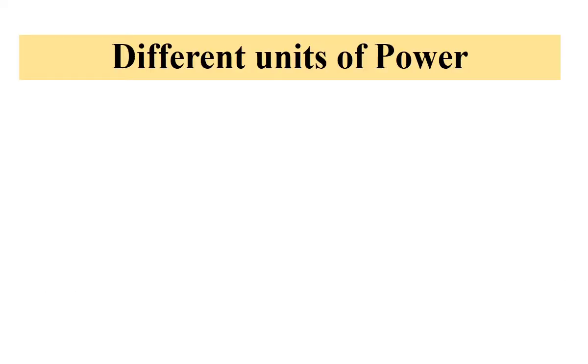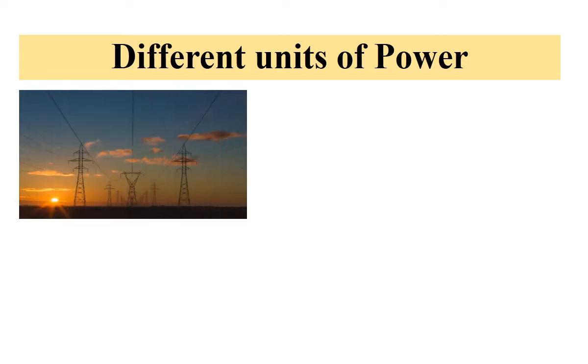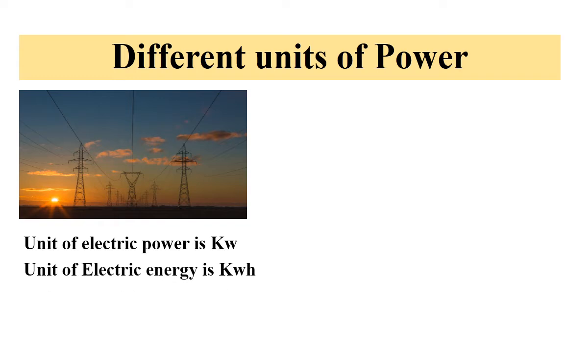Let us discuss different units of power. First of all, the unit of electric power is kilowatt, used to calculate the electric bill, and the unit of electric energy is kilowatt hour. And it is a very important conversion: 1 kilowatt hour equals 3.6 into 10 to the power 6 joule.